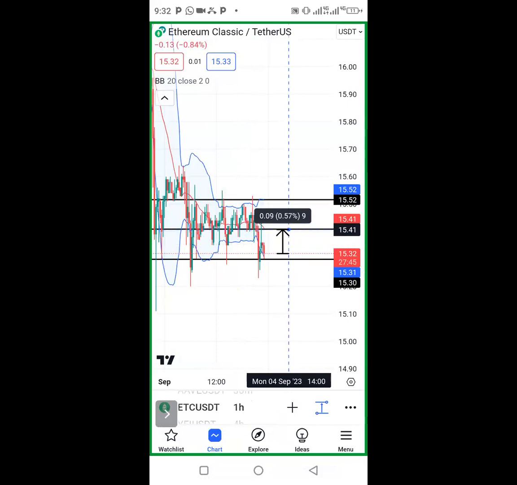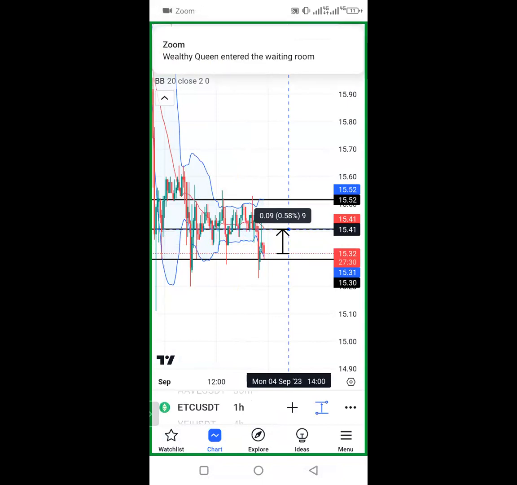See it? 0.5. But however, you don't just enter the market like that. You also need, like I said, another indicator like the Auto Fibonacci and the stochastic RSI to support what you have identified on the candles, to give you a go-ahead.